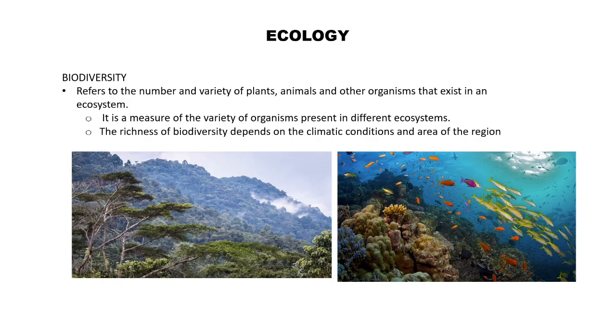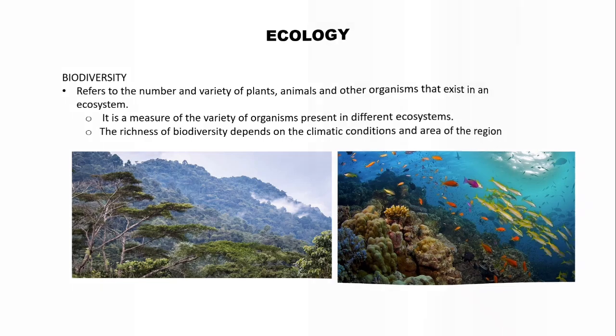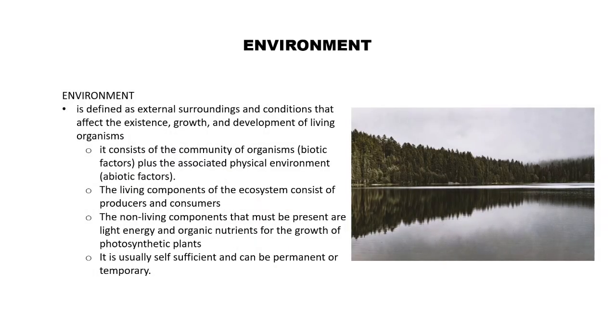Biodiversity exists within a context, and that context is the environment. So what is an environment exactly? An environment is everything that surrounds an organism and influences its existence, growth, and development. It includes both the community of organisms, which we call the biotic factors, and the physical conditions around them, which we call abiotic factors. In other words, the environment is the combination of living and non-living components that shape how organisms live, adapt, and interact.